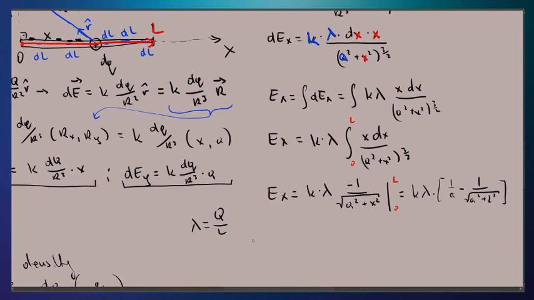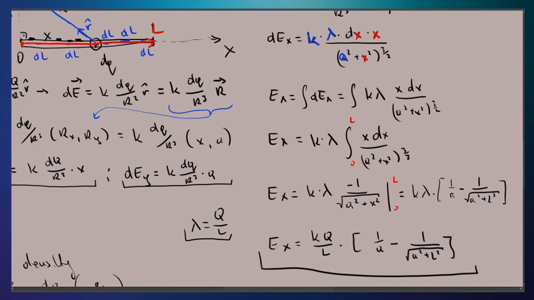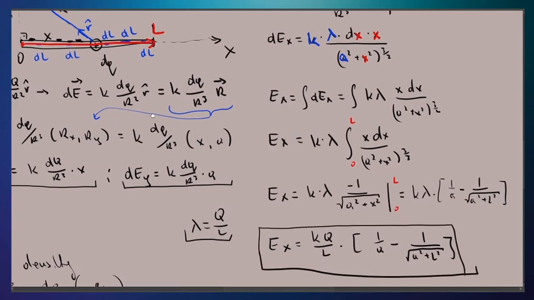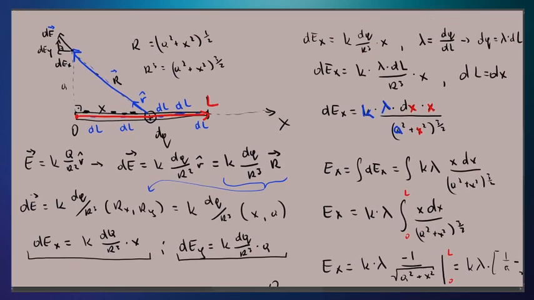And so now I can have an expression for the x component of the electric field as kq over L times, in parentheses, 1 over a minus 1 divided by the square root of a squared plus L squared. Okay, so this is the x component of the electric field at the point of interest. Maybe I'll put this in the box. Yeah, it's good enough. That's the x component. So what we found is this.